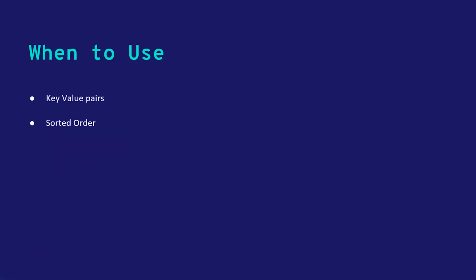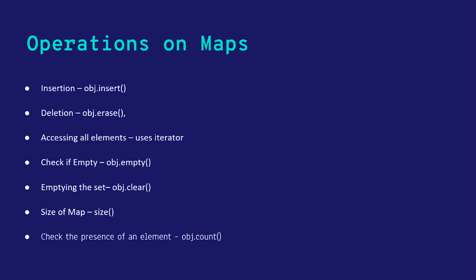So when to use this? When your data contains key value pairs, you need to use this data structure. And when you want a sorted order, you can use this data structure. Then these are the basic operations on maps.